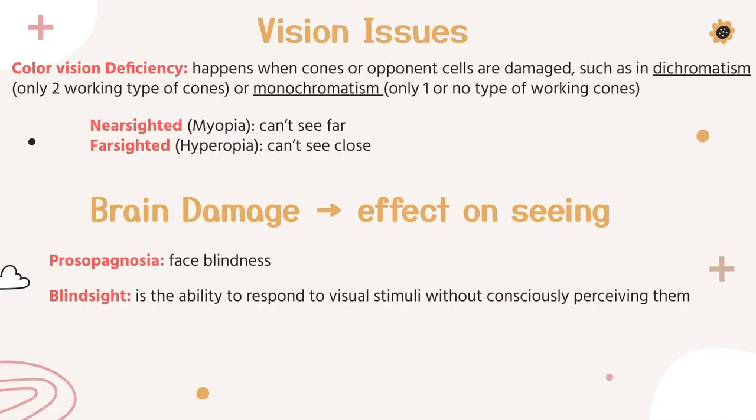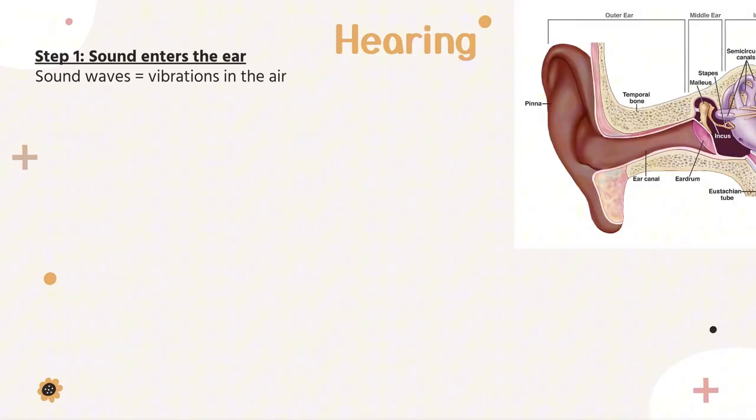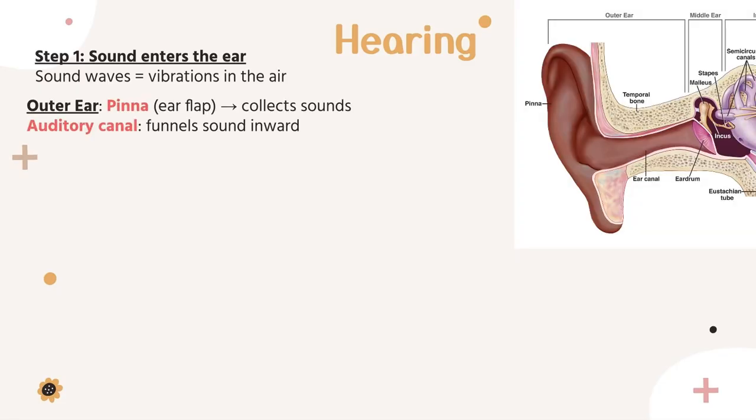Now, hearing. So first, the sound enters through the ear. Sound waves are vibrations in the air. The outer ear, the pinna, the ear flap, collects the sound. The auditory canal funnels sound inwards.